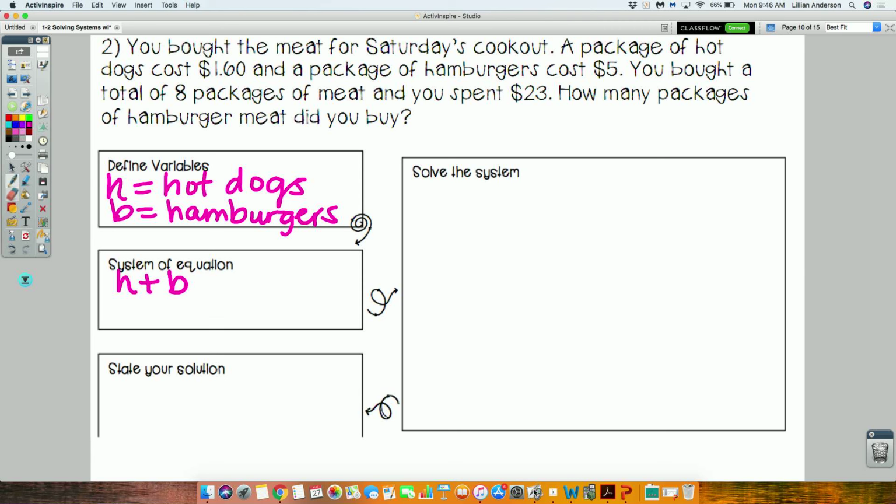And then 1.60 H plus 5 B equals 23. Very good. Because we needed a total of 8 packages of meat, so H plus B equals 8. And then the hot dogs cost 1.60 each, and hamburgers cost 5 each, which equals 23 total. So very good. Okay? And so then we solve the system out again.